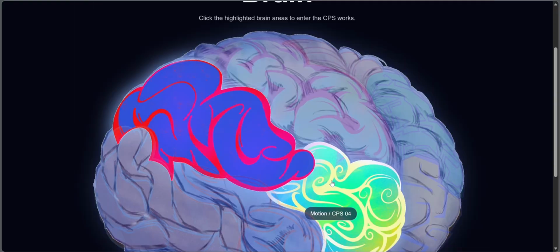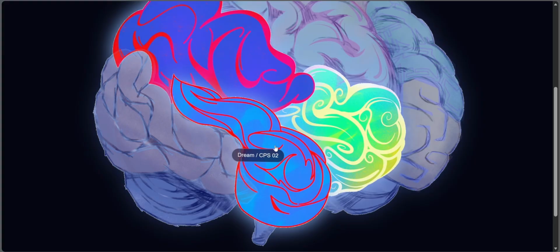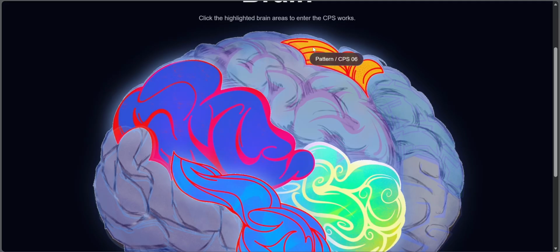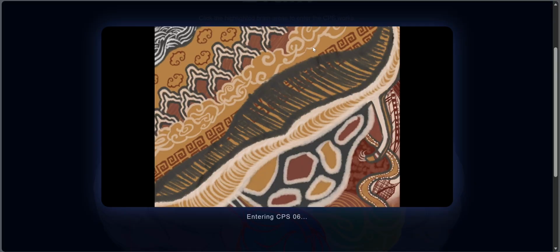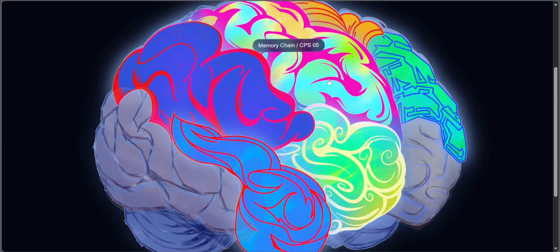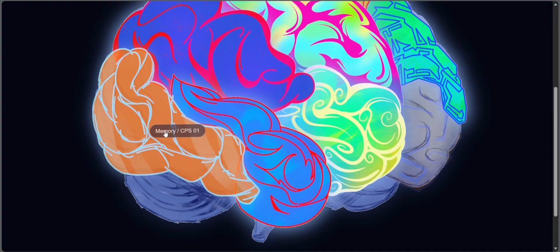I explored its overall silhouette, internal line system, color regions, and the visual language of different brain areas. Some regions became more organic, some became more geometric, and some became more decorative. In the final website, this brain is both a navigation system and a symbolic object. It is like a container of thought, carrying my CPS projects. The audience is no longer just reading a PDF or a list of works. Instead, they explore my creative process by clicking through the brain.